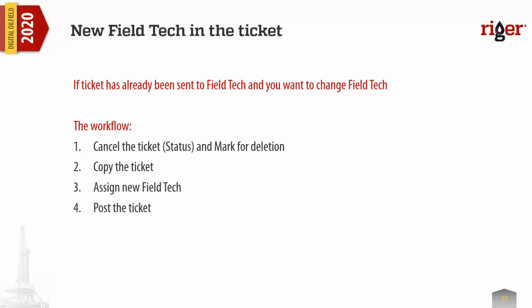Now, if the information for this ticket should be absolutely the same, you can just copy the ticket. So it will be absolutely duplicated, but you just change the field technician on the newly generated ticket, post it, change the status to in process, and send it to the newly assigned field tech of this ticket. And he will receive it in the mobile app and work with this.